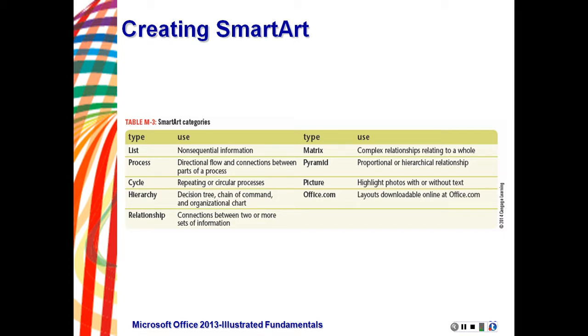And then lastly, connections between two or more sets of information, a relationship. SmartArt can be used to do that. In those cases, a relationship could be for IT systems, or maybe database tables, for the computer science majors in this course. If you don't know, you will know soon, that database tables that contain information have to have relationships with one another in order for the database to be effective. So those are just some examples of what SmartArt can do for you.